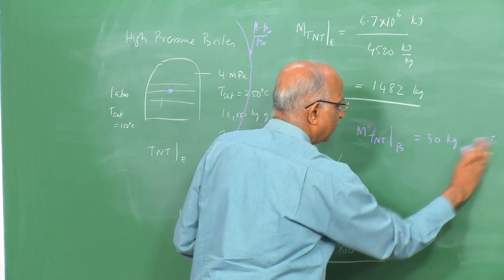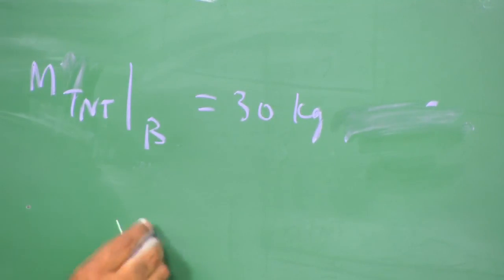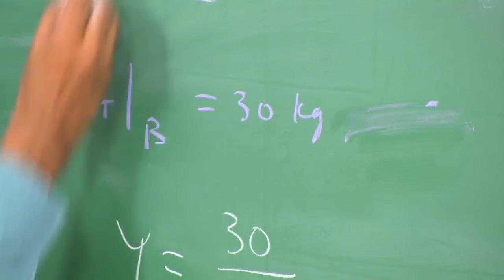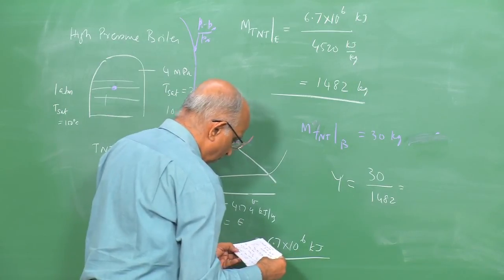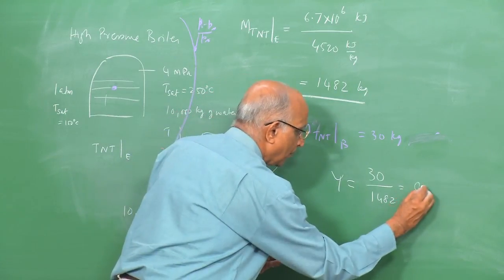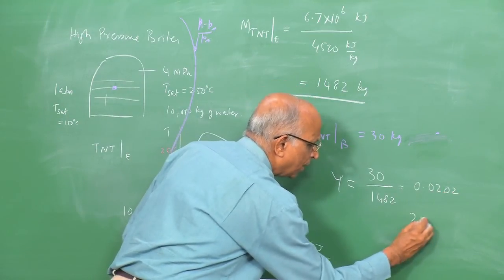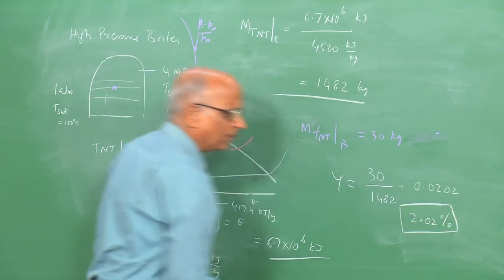That is 30 kg. Therefore, the yield of this particular explosion is equal to 30 kg divided by 1482 kg, which is equal to 0.0202, or rather 2.02%. This is the percentage yield of the explosion.